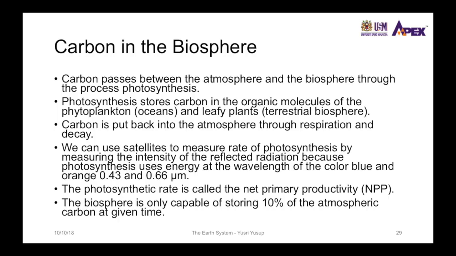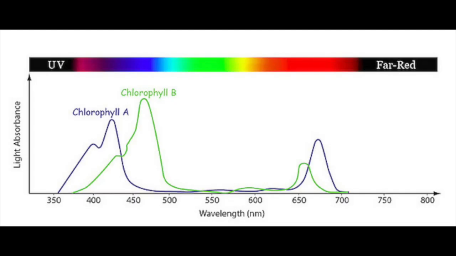Carbon can be put back into the atmosphere through the decay and respiration of these organisms. Now, we can use satellites to measure the rate of photosynthesis by measuring the amount of light that is reflected, or the intensity of the reflected radiation, because photosynthesis uses very specific wavelengths, which are the color blue and the color orange at the wavelengths of 0.43 and 0.66 micrometers.